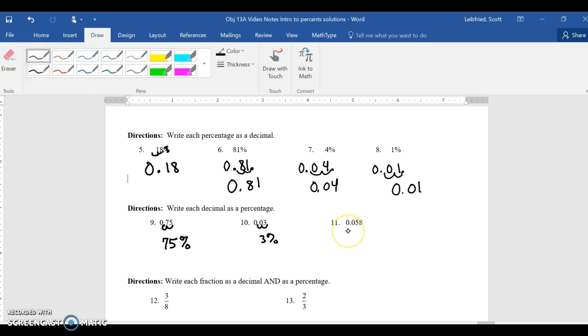Number 11, we would move the decimal to the right 2 places. But on this one, we end up getting 5.8%. It's okay in math to have a decimal for a percentage. Usually in real life, you won't see a lot of decimals.